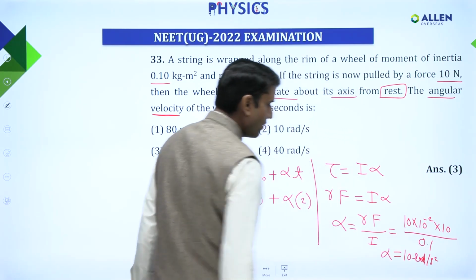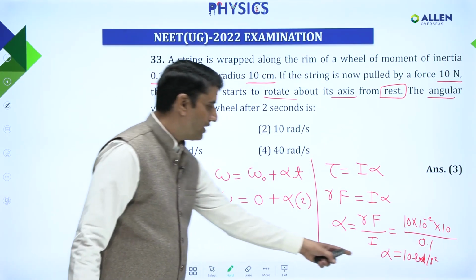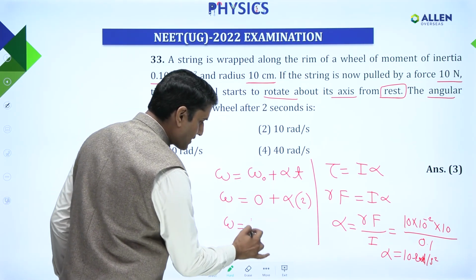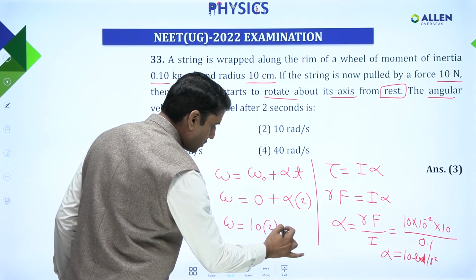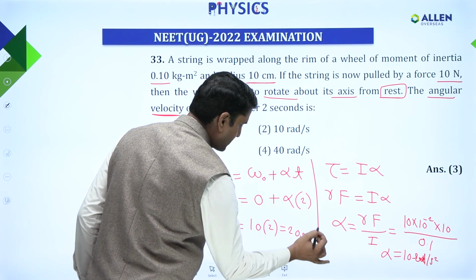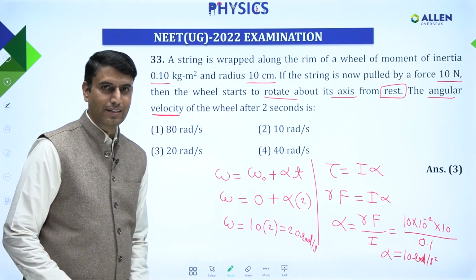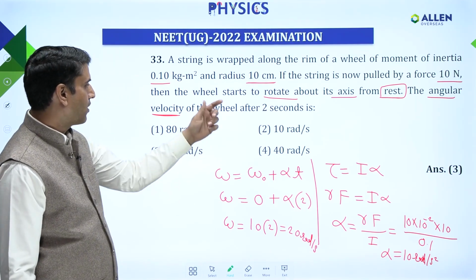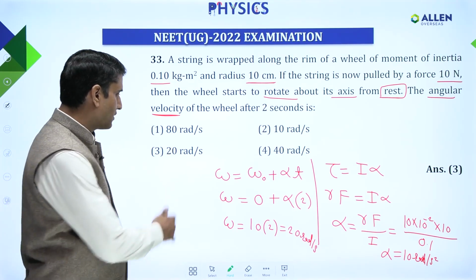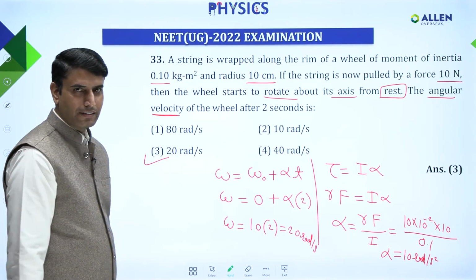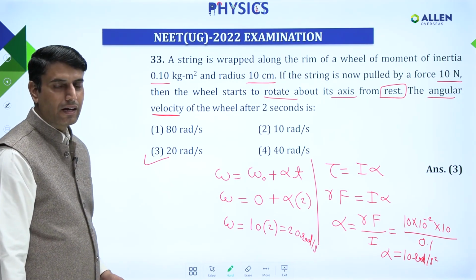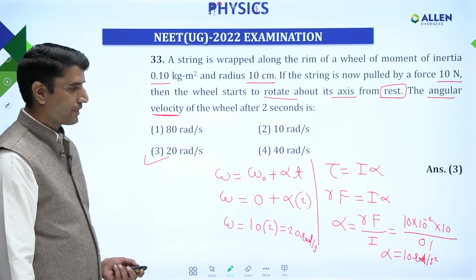So from here we will put the value of alpha. Omega would come, alpha is 10, time is 2, so it would be 20 radian per second. That would be the answer, the angular velocity of the wheel after 2 seconds. So the third option is the right answer. I hope you got it. Now let us take our next question.